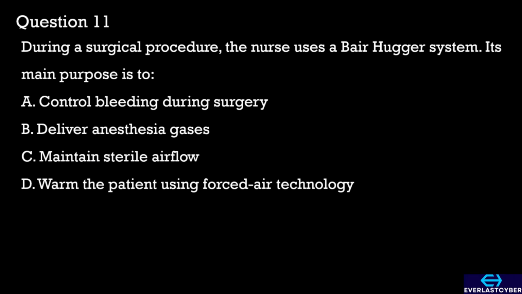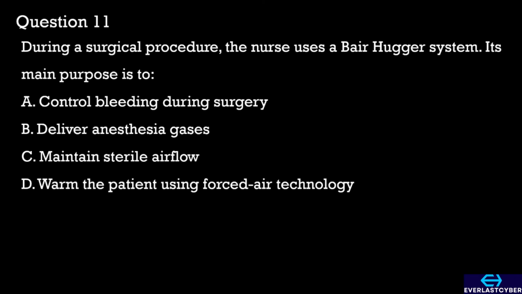Question 11. During a surgical procedure, the nurse uses a Bair Hugger system. Its main purpose is to A. Control bleeding during surgery. B. Deliver anesthesia gases. C. Maintain sterile airflow. D. Warm the patient using forced air technology.